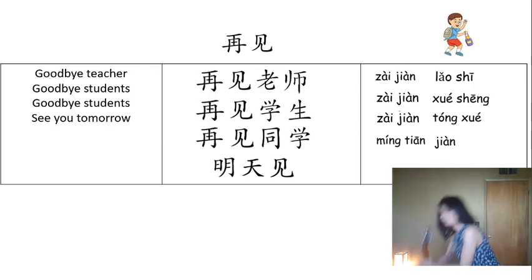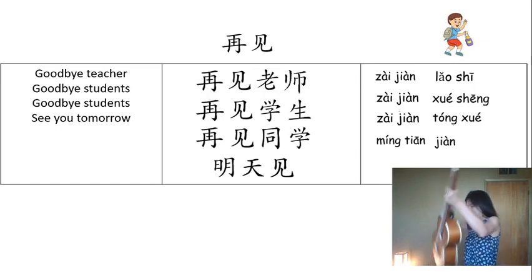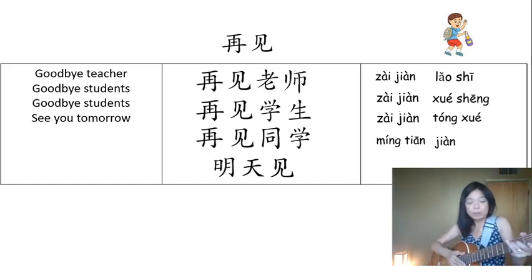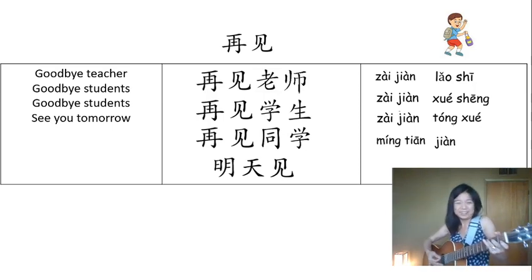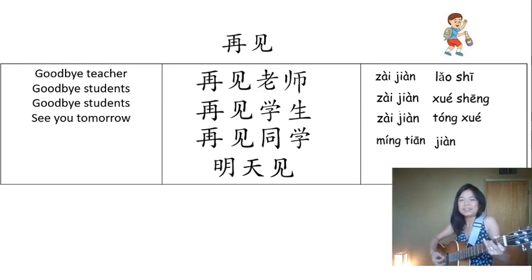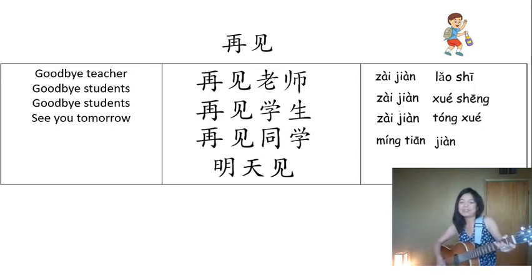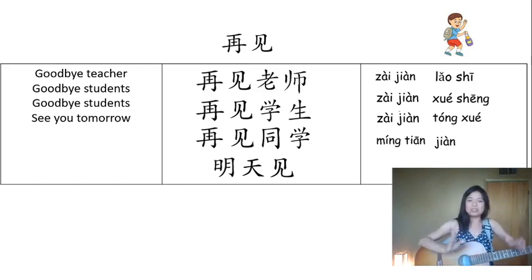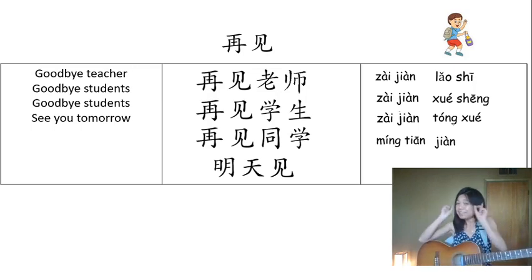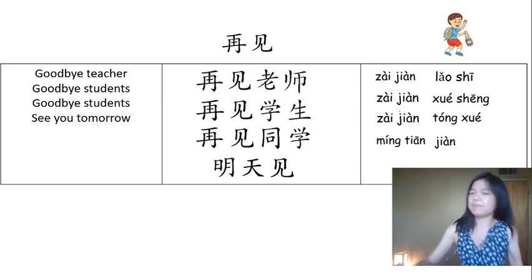Let's sing along. Zai jian, lao shi. Say goodbye, teacher. Goodbye, student, and goodbye, classmate. See you tomorrow. 再见老师，再见学生，再见同学，明天见。So now, what other Mandarin character have we learned?